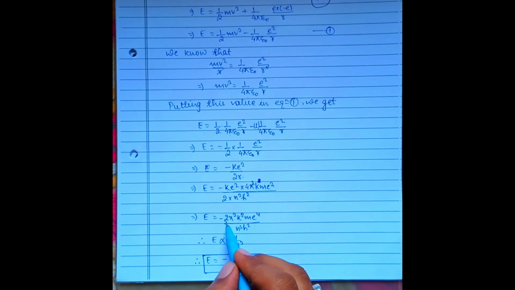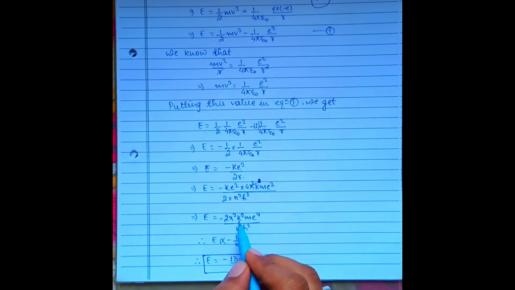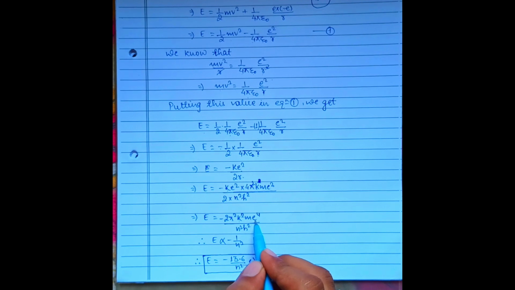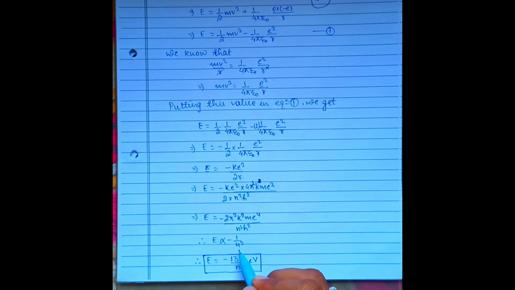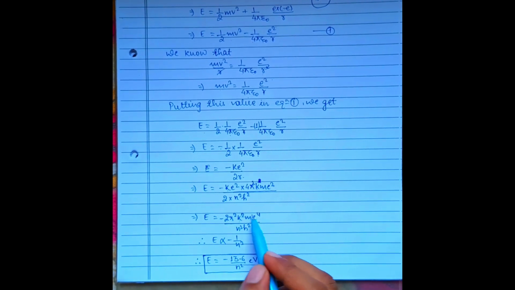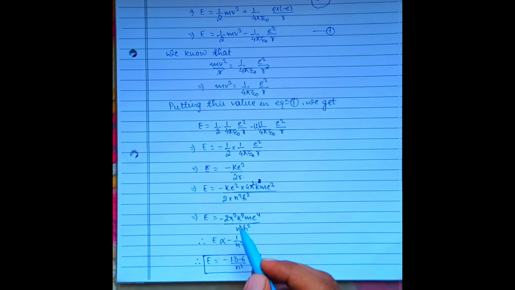So here 2 is constant, pi is constant, k is constant, m is constant, e is constant as well, and h is Planck's constant. So the only thing we are left with, if we remove all the constants, is that E is directly proportional to minus 1 upon n square. The value of all the constants combined is 13.6, and the whole E becomes minus 13.6 divided by n square, and the unit is electron volt.